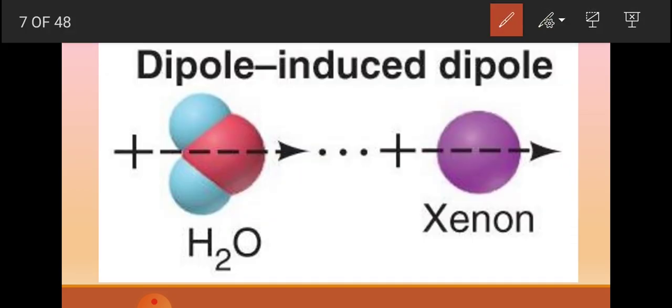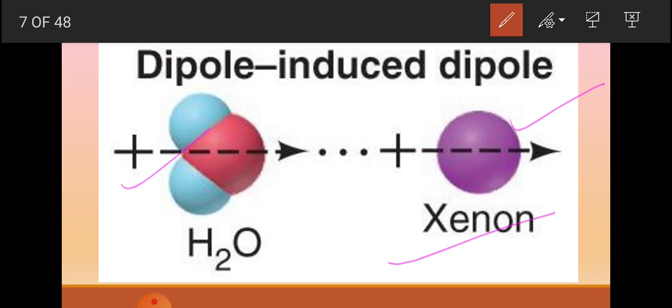So what will happen? The polarity will be induced in the non-polar molecule. The resulting dipole in the atom or molecule is said to be induced. You have studied all these induction and mutual attraction type of forces in physics. So it is induced, meaning your xenon molecule was non-polar. Water is polar. When both the molecules are kept together, water has induced polarity in the xenon molecule. The separation of positive and negative charges in the atom or molecule is due to the proximity of the ion or a polar molecule. Because of this water only, this xenon is showing the polarity.